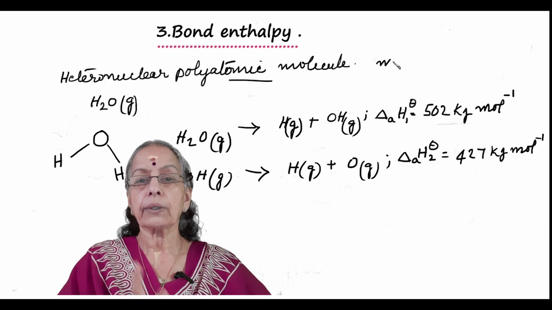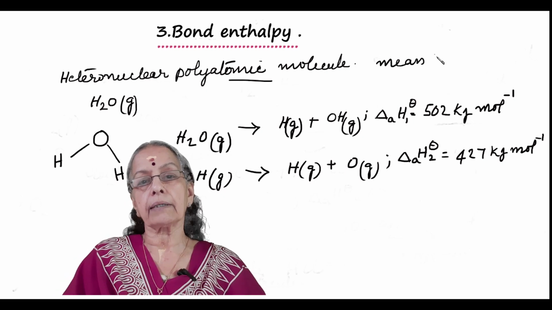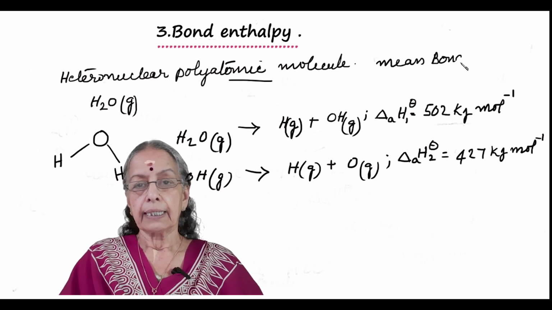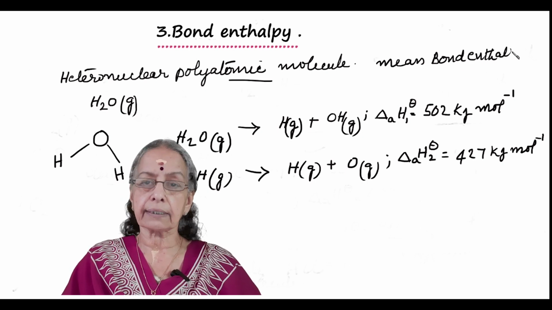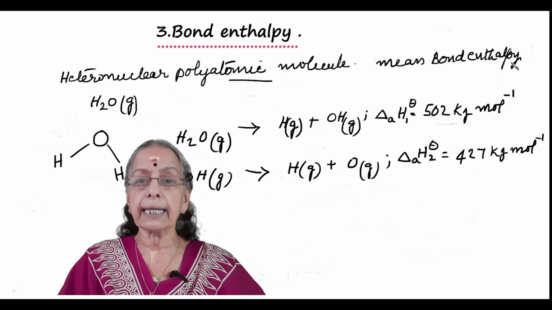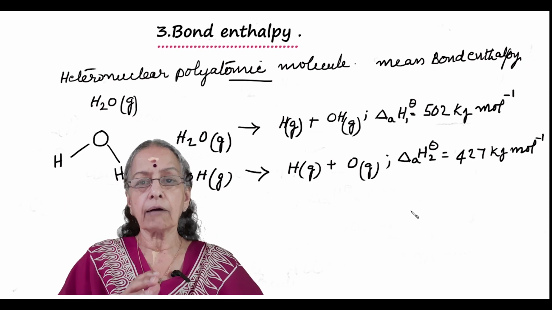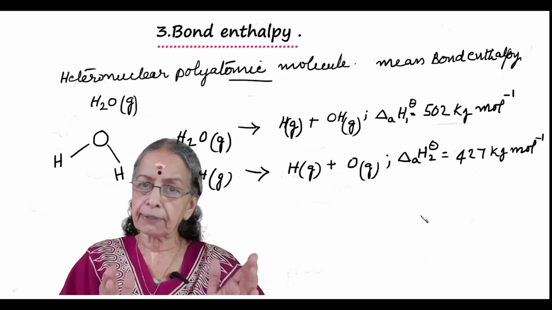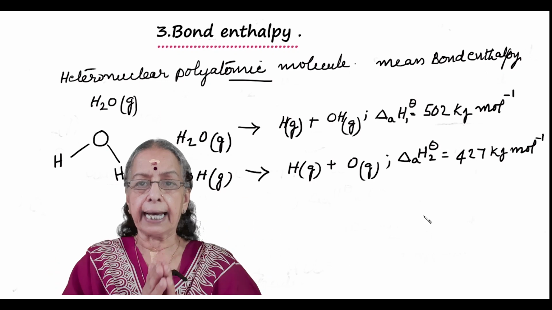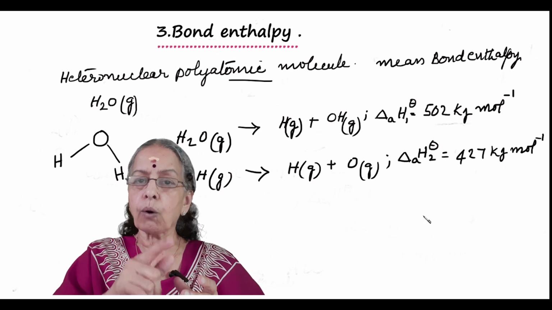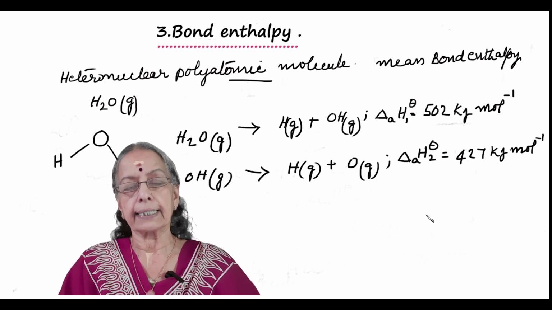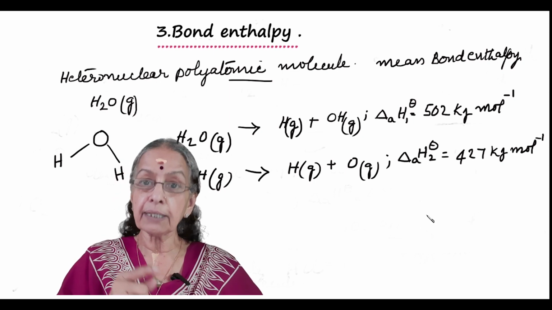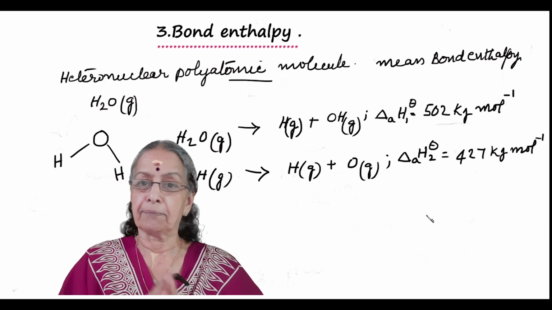So in the case of polyatomic molecules, the average bond enthalpy is taken. How is it calculated? The total molar enthalpy for all the bonds is first calculated and it is added up. Then that quantity is divided by the total number of bonds. Then that gives the mean molar bond enthalpy.